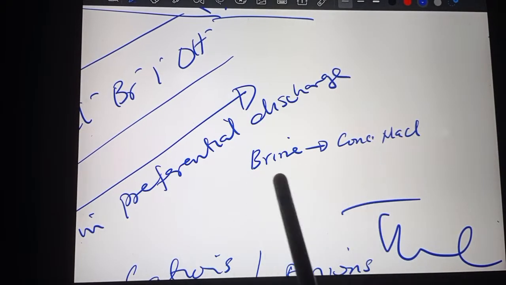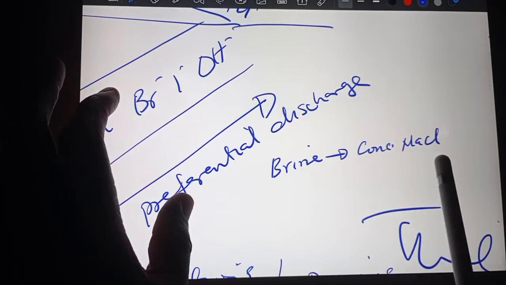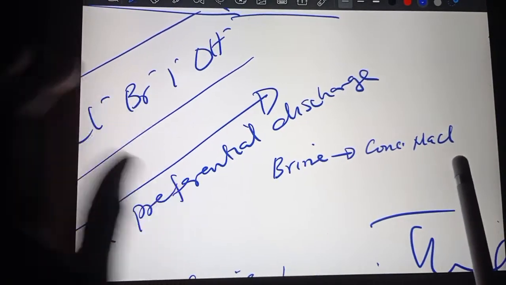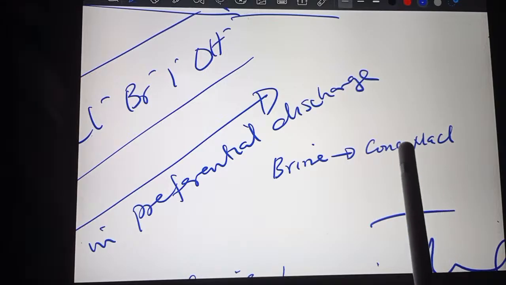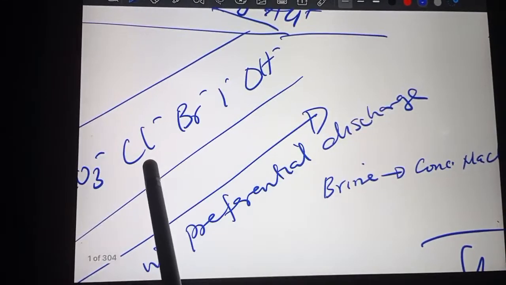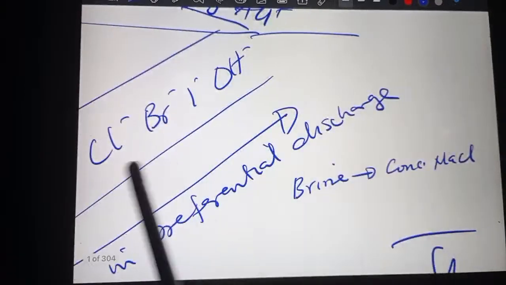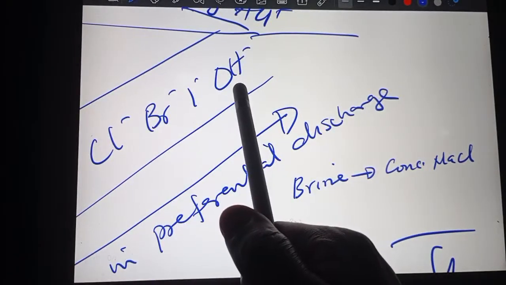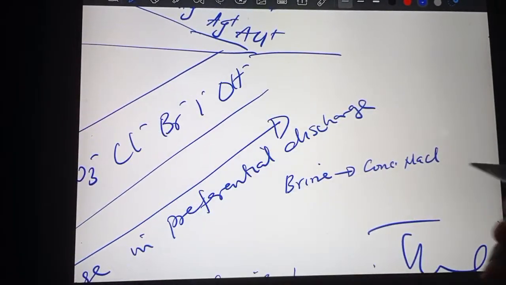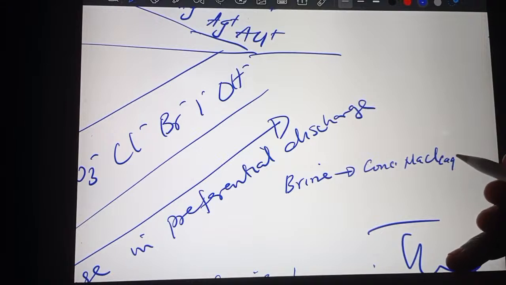So if they say electrolysis of brine, remember that when we say concentrated sodium chloride, water is small and salt is more. And the salt is the source of chlorine. That means chloride ion is now higher than hydroxyl ion. So at the anode, concentrated sodium chloride, remember, is aqueous.